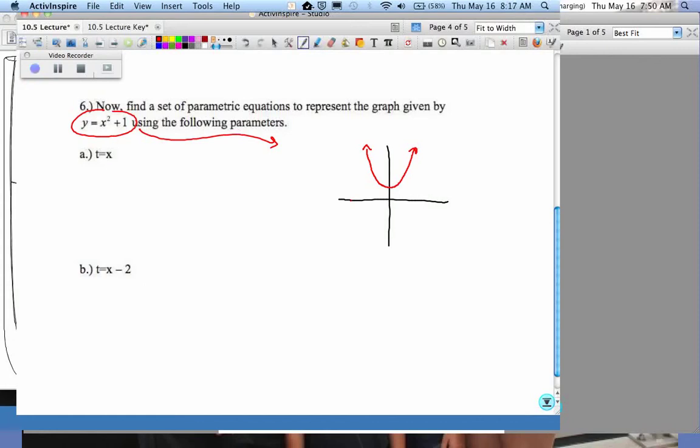Now they give us a t variable and they're asking us to put it into parametric mode. So what do you need for parametric mode? An x and a y equation. So all we have to do is take this one right here and flip it, and there's my x equation. X is t. If t is equal to x, I can just plug it in right there, and what's your y equation going to be? T squared plus 1.